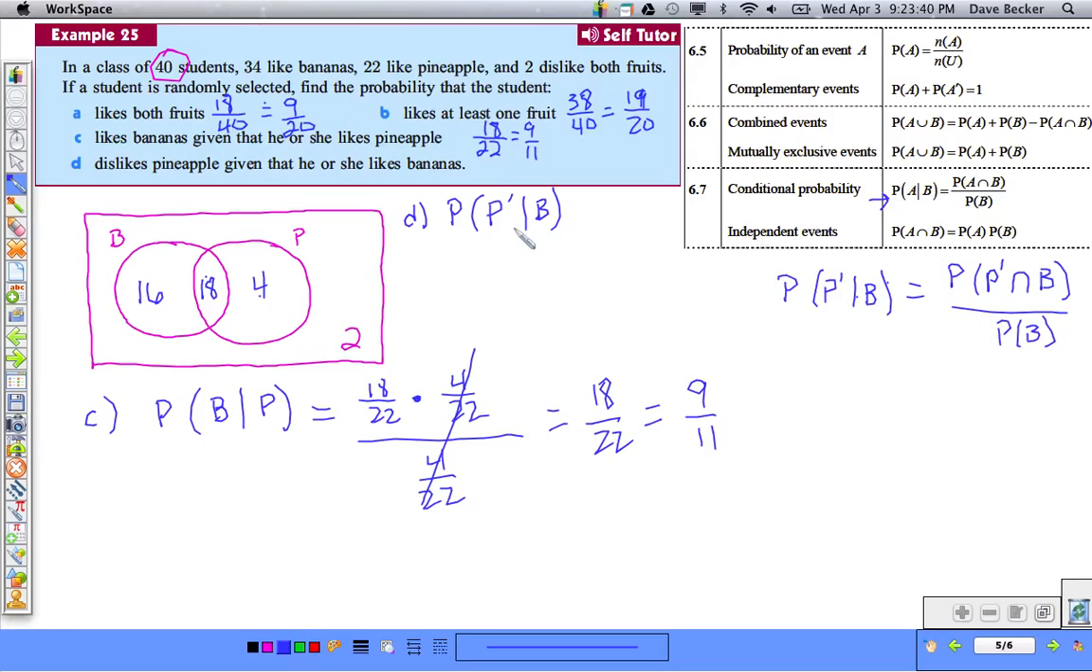Okay, so let's think about this. We know that they like bananas. We're only talking about the group of students who like bananas. So that is equal to something over 34, since 34 of the students like bananas. And what's the probability that they don't like pineapple? Well, 18 of those people like pineapple, so the ones that don't like pineapple are the ones who like bananas only. That's 16 out of 34, which simplifies to 8 out of 17.